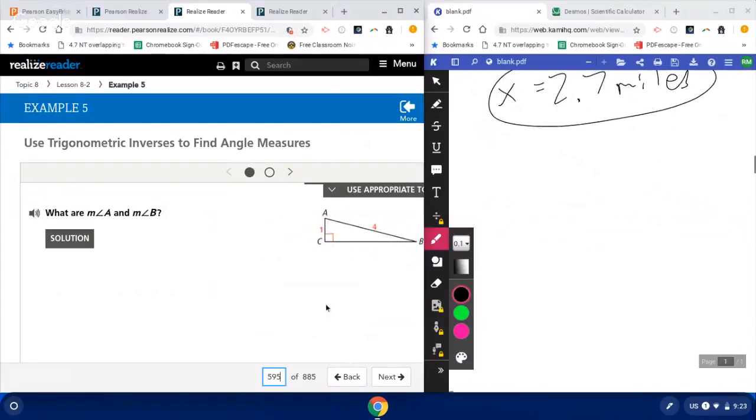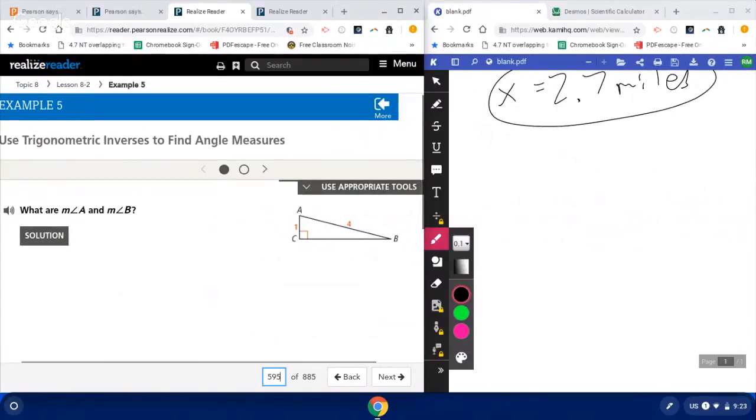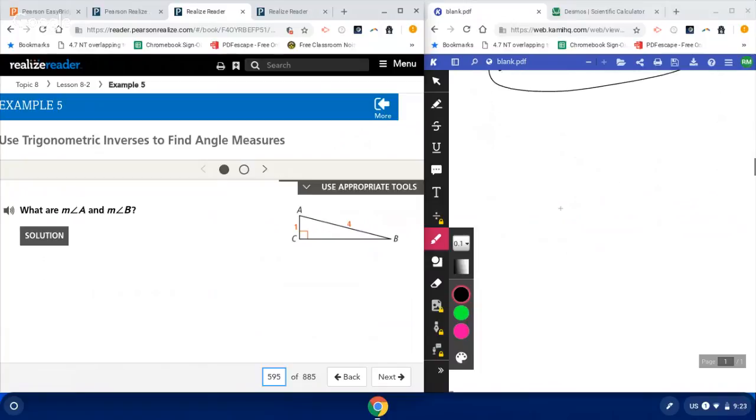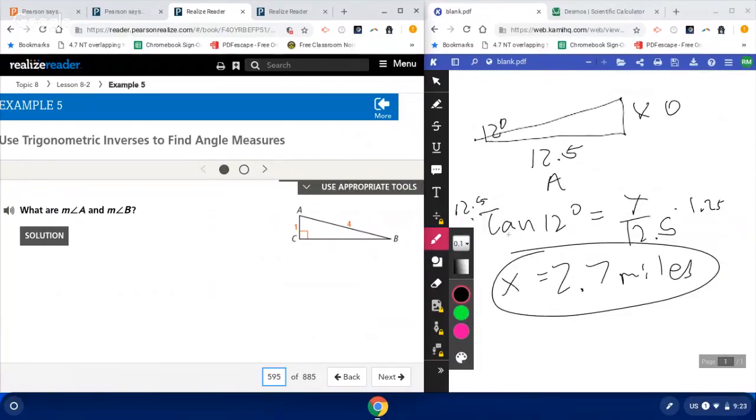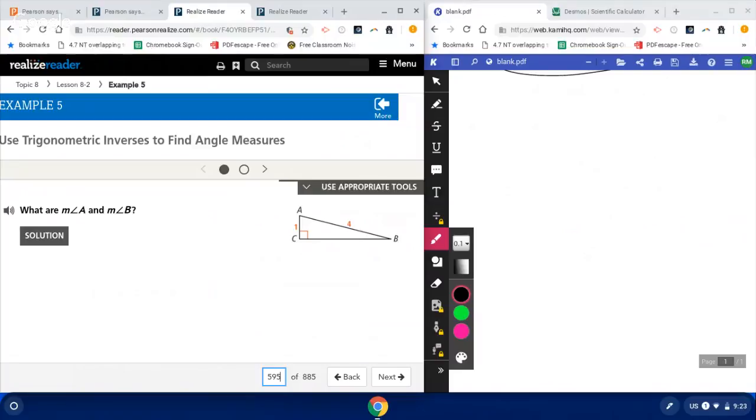Okay, so what is the measure of angle A and B? When we have the calculator and we want to figure out the tangent of an angle, we just type in tan of that angle and we get it. This is where it's going to get a little bit different than we've probably seen before. We're still using the same methods. We got a 1 and a 4.